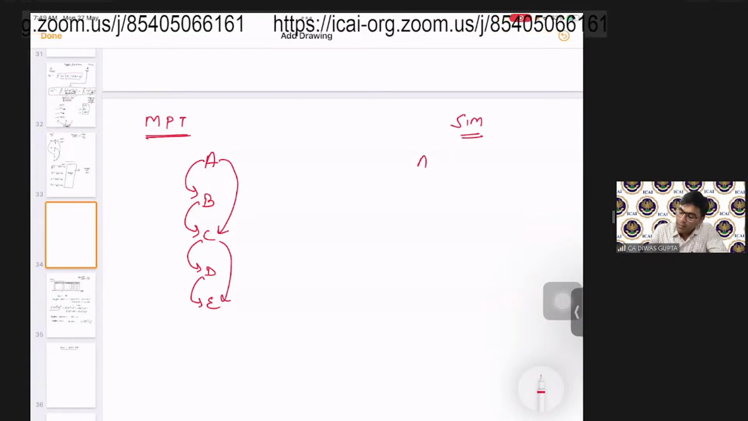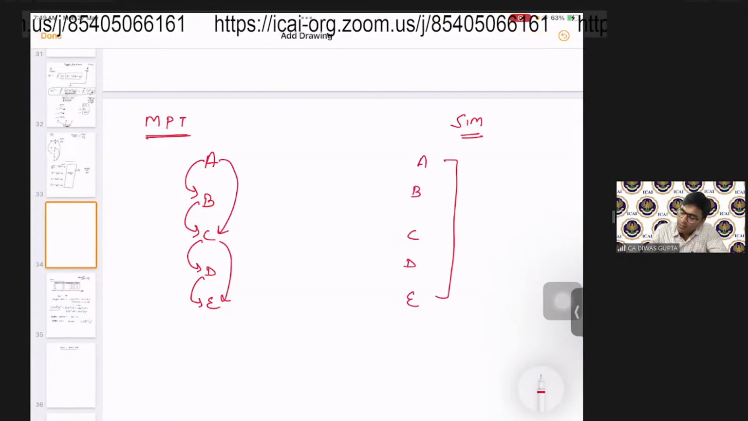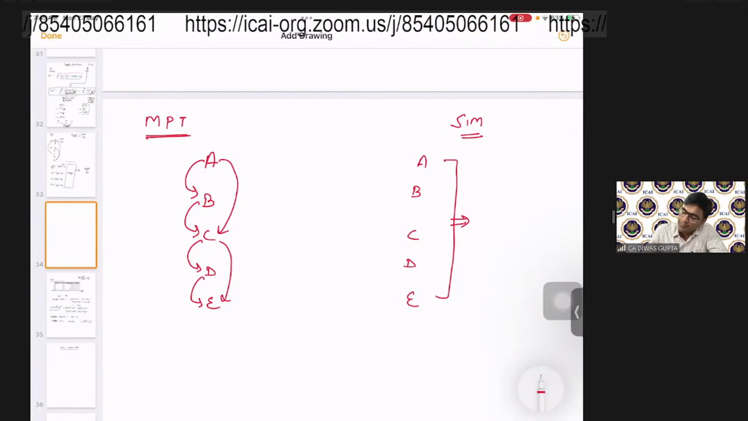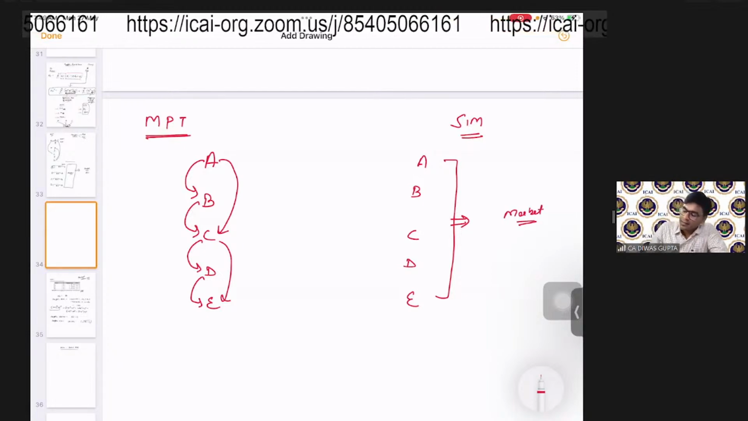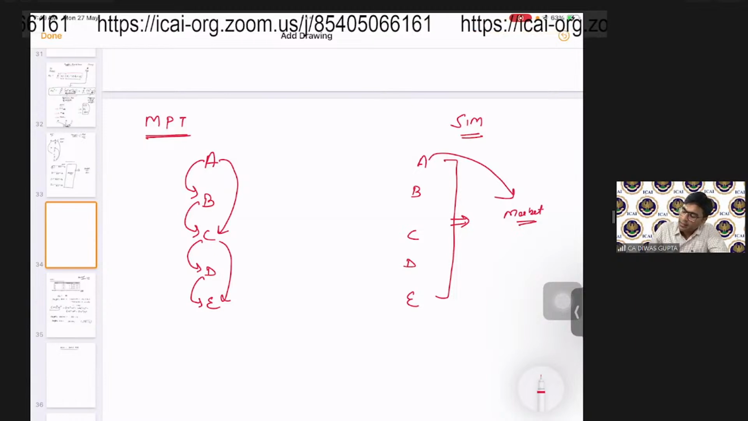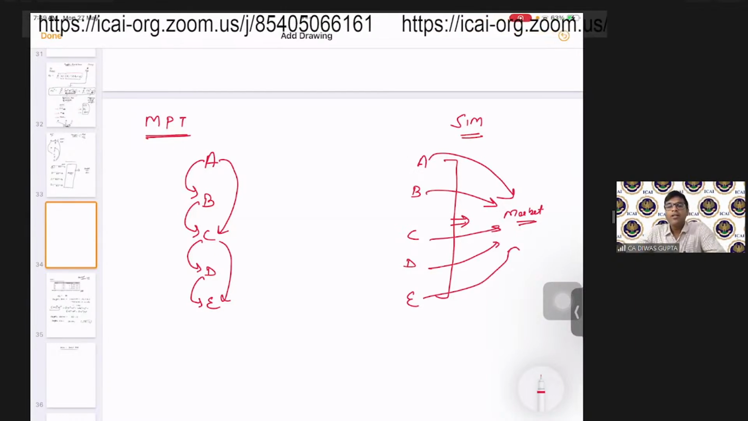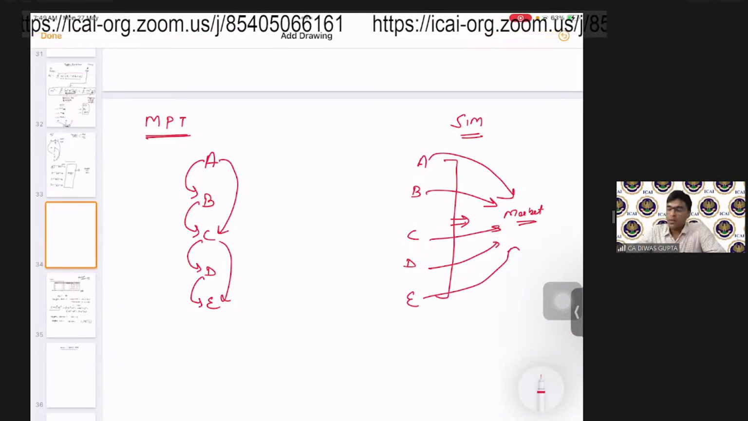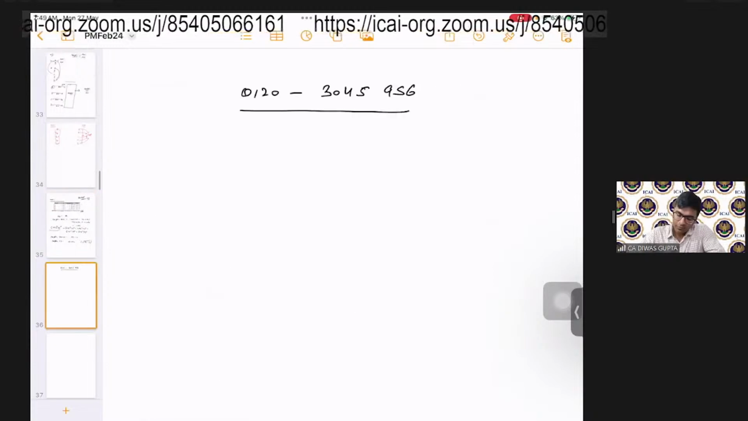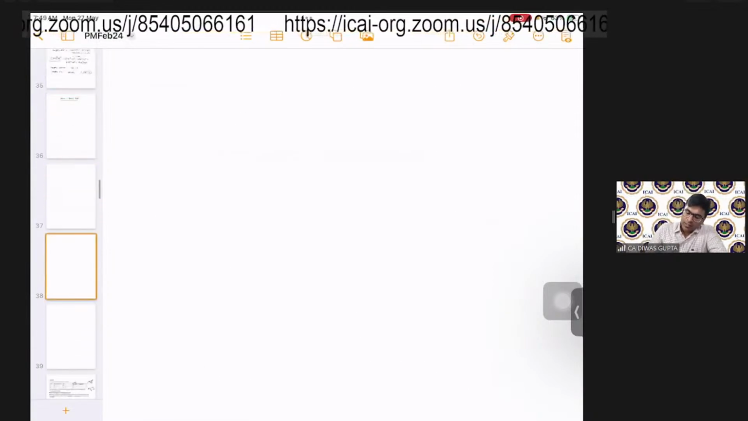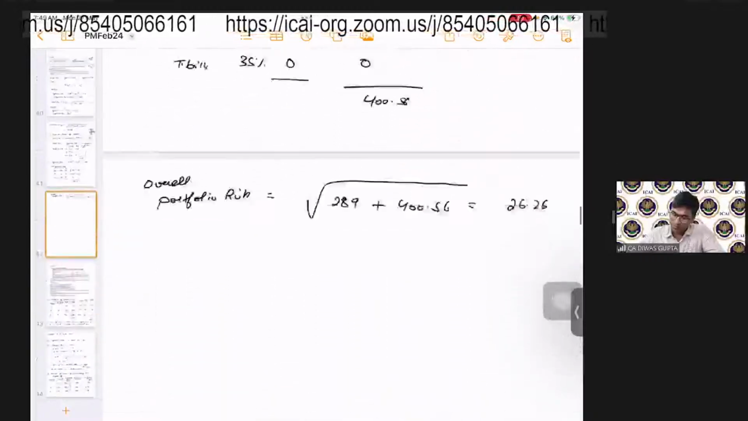However, in the Sharpe's index model, everything is linked to the market. A, B, C, D, and E will be linked to the market. So we only have one relationship here. Everything is related to the market. A related to the market, B, C, D, and E, right? That is why it is called the single index model, students. Okay, then let's move ahead. What else did we discuss earlier?